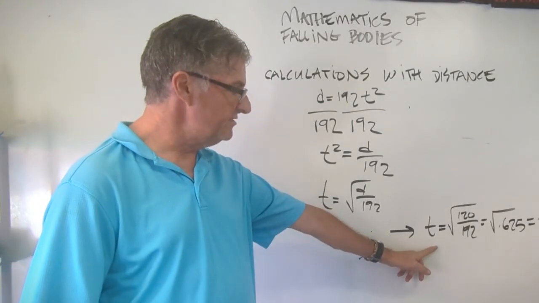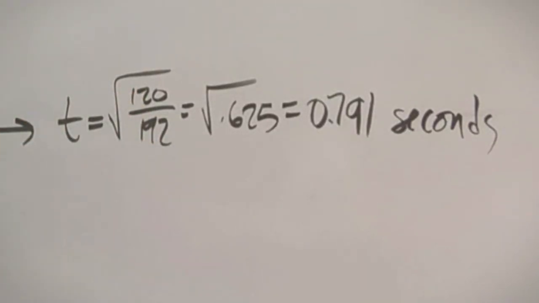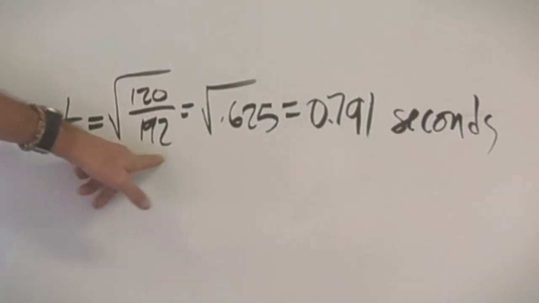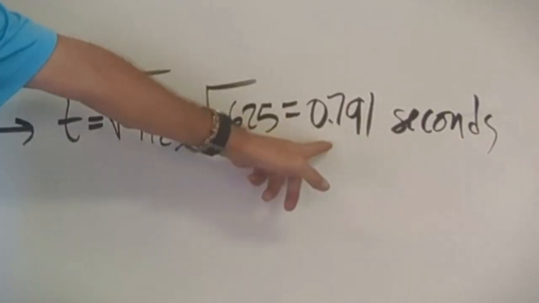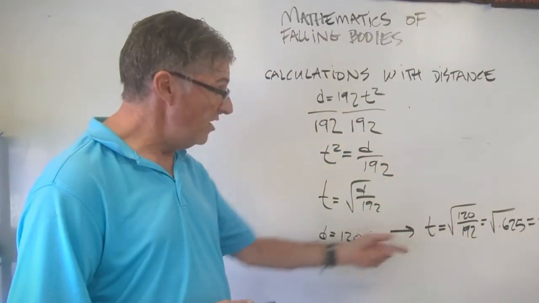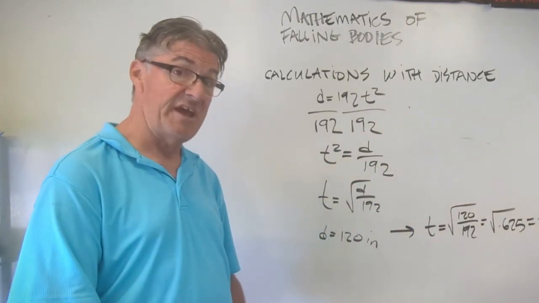Okay, so here's my plug-in step. I just put in my 120 inches in there for distance in my equation, and then I took 120 divided by 192, that gets me 0.625. Square root of 0.625 is 0.0791 seconds. So an object falls 120 inches before 1 second has passed.